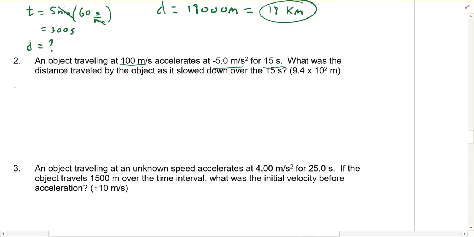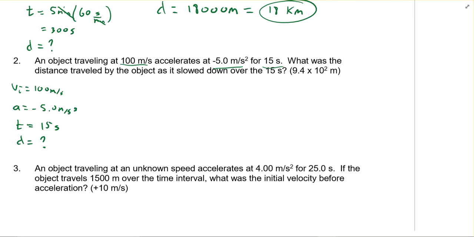Okay, so let's write down what we got. VI is going to be equal to 100 meters per second. VF, actually, we don't have VF. We don't have it and we don't care about it. So VF, maybe I'll just leave it. Acceleration is going to be negative 5 meters per second squared. Time is going to be 15 seconds, and distance is what we're looking for.